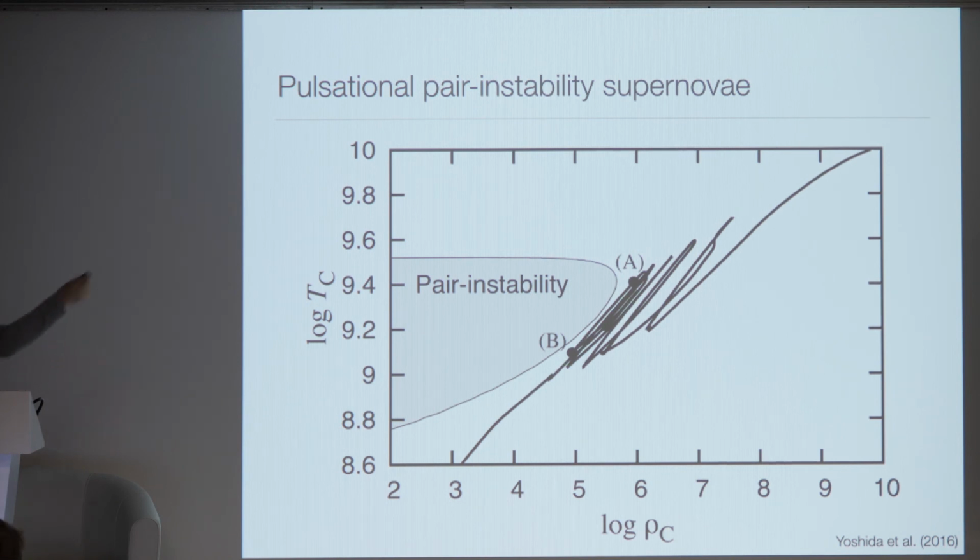Then this star can have several pulsations that can also lead to some mass ejection. Not the entire star will be unbound, but some part of the star can be unbound, and some material can be ejected from this behavior, and we call this behavior pulsational pair instability.